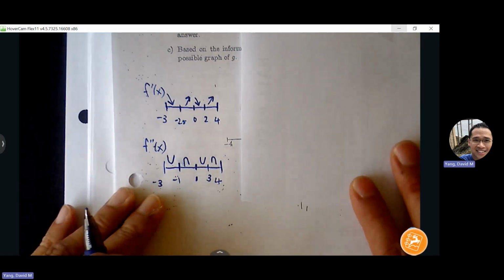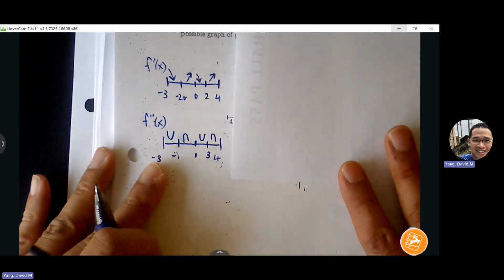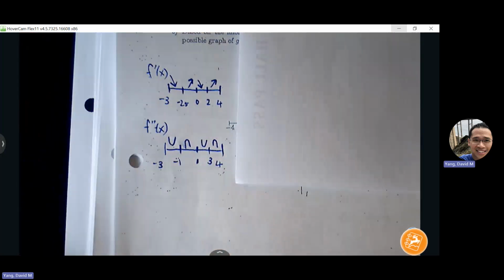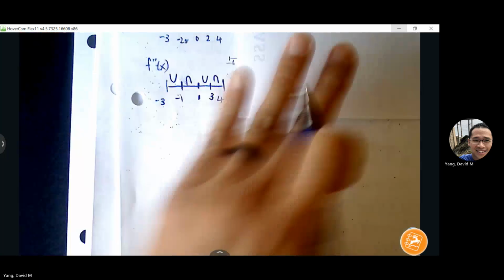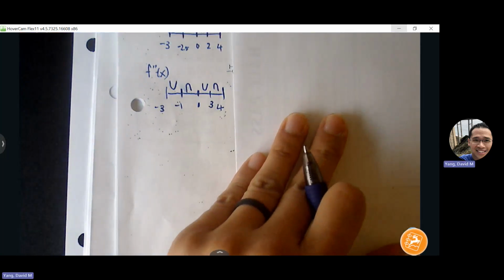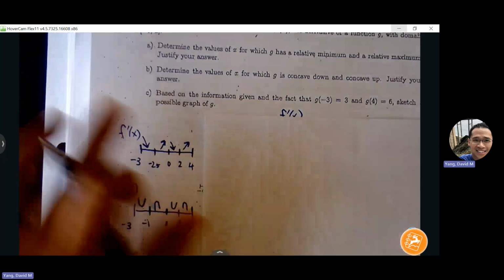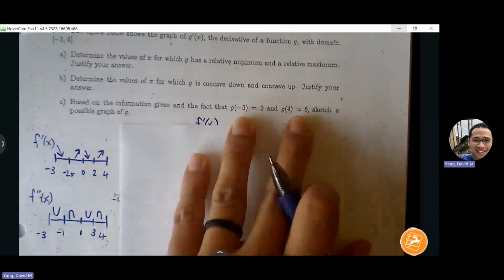Okay, so we're going to cover up our f prime graph, and we're just going to force ourselves to look at those arrows to help shape our graph. Okay. We'll start with C first, and then we'll go back to A and B. So we do have some anchor points.